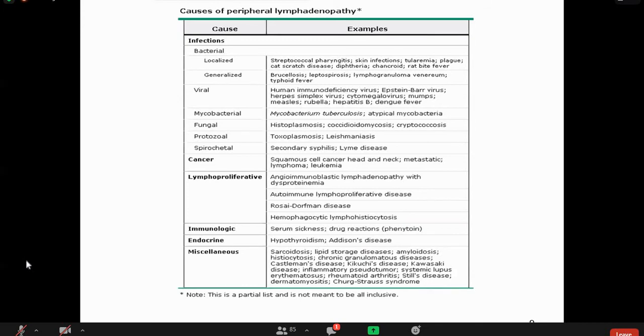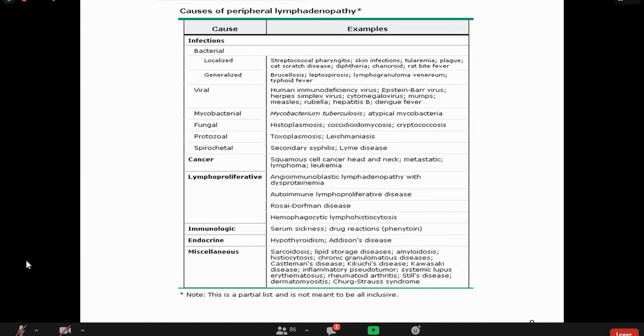And among the miscellaneous causes, it includes sarcoidosis, lipid storage disease, amyloidosis, histiocytosis, chronic granulomatous diseases, Castleman disease, Kikuchi disease, Kawasaki's, inflammatory pseudotumor, SLE, RA, Still's disease, dermatomyositis, and Churg-Strauss syndrome.